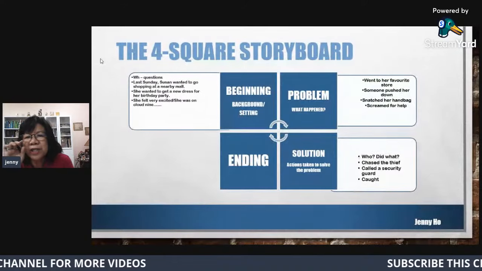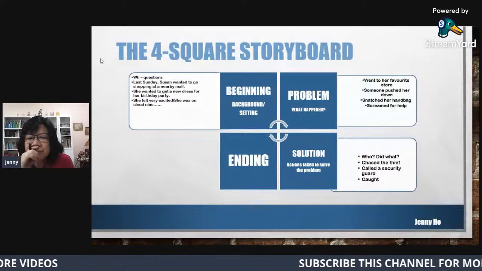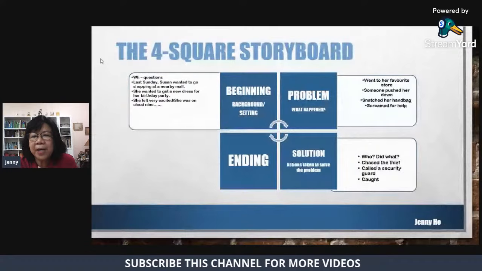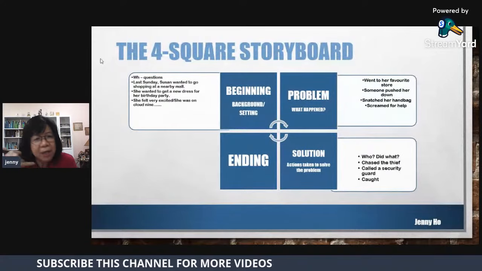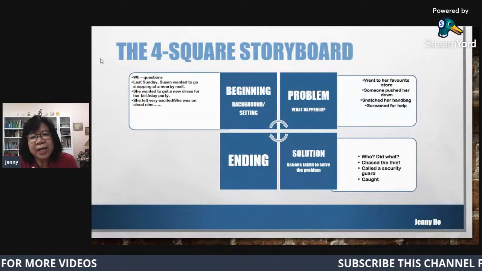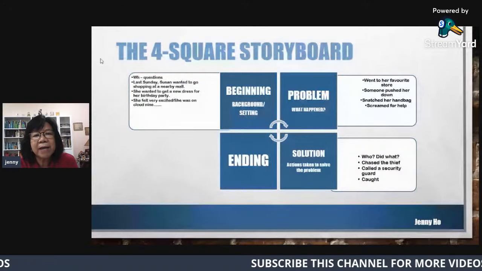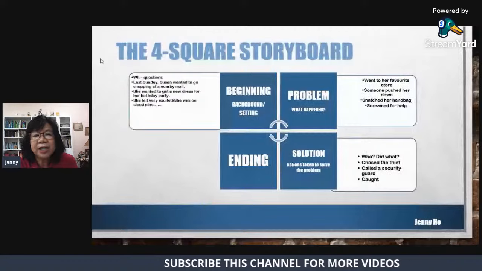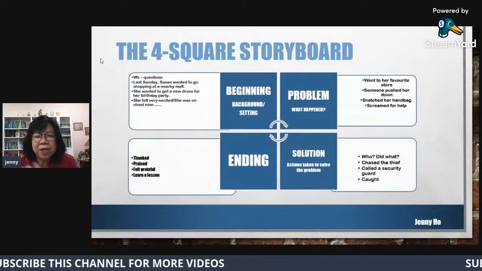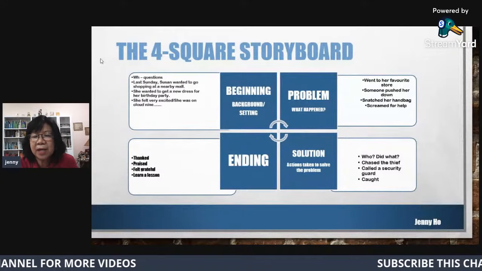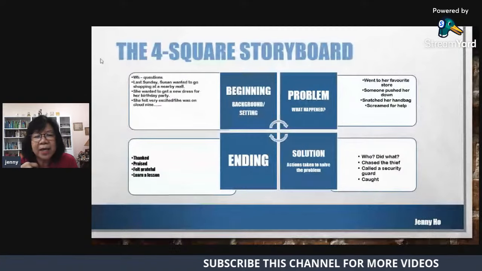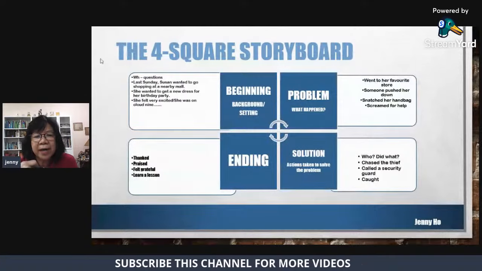Then the solution. Okay, the solution will be who did what to help her. So again, somebody called the security guard, a boy chased the thief, right? And then finally they caught the thief. So these are the words that you need to have when you are writing the solution. Okay, so if it's accident, again, it's the same thing. Somebody called the ambulance, somebody called for help, right?